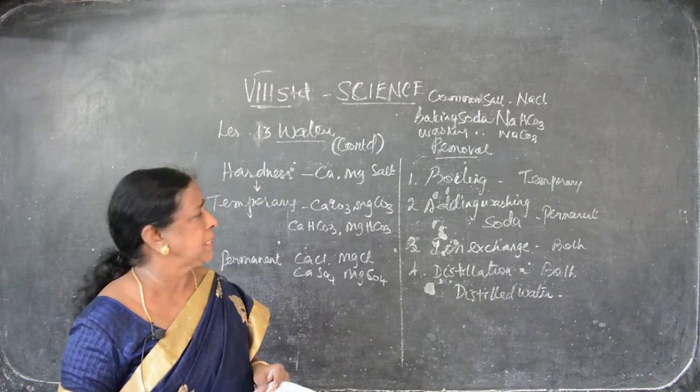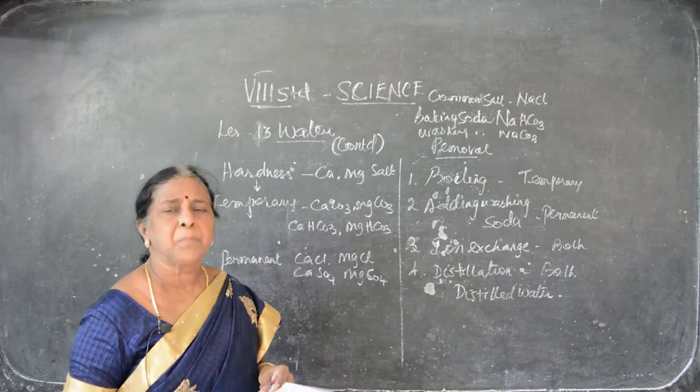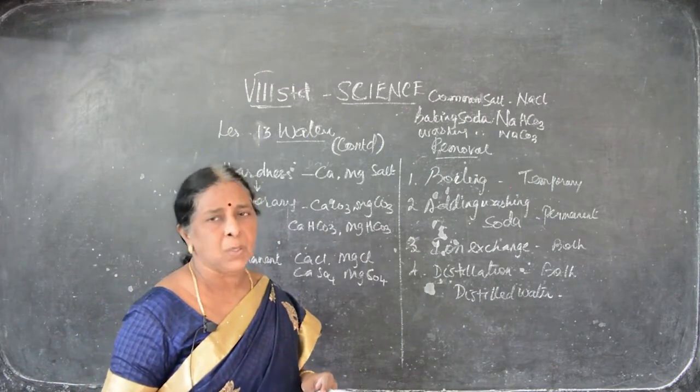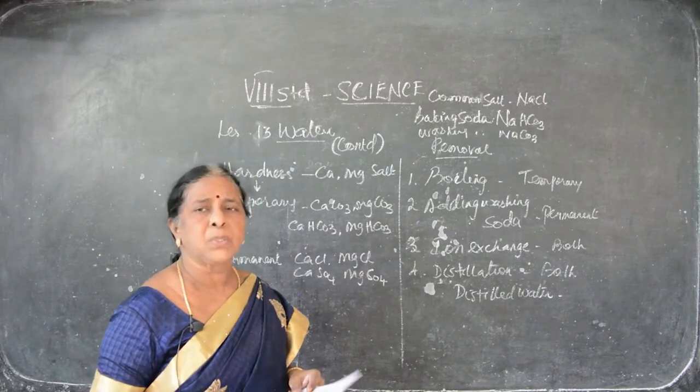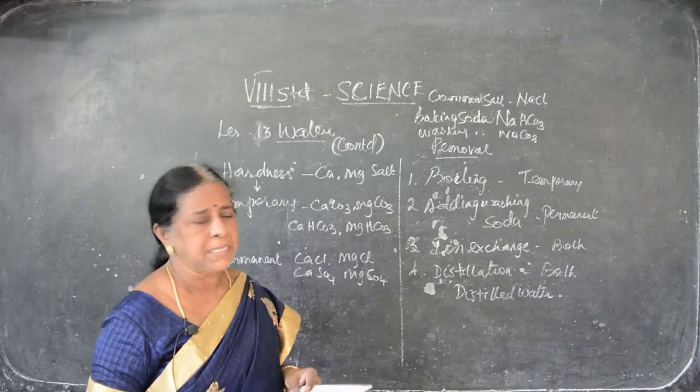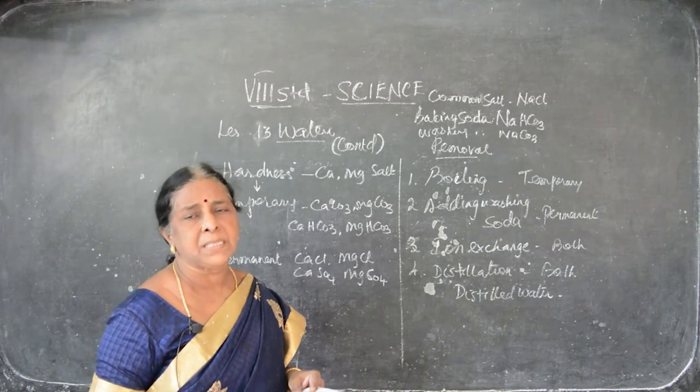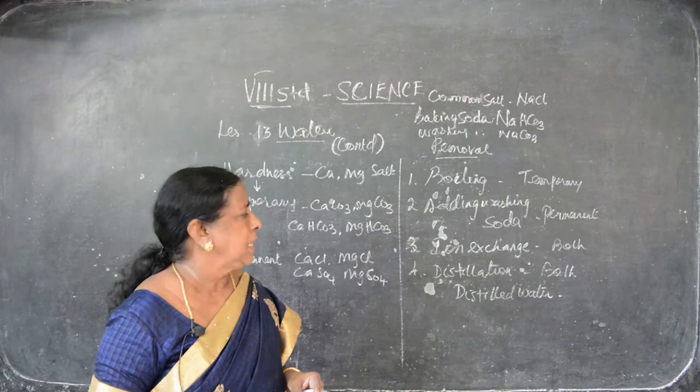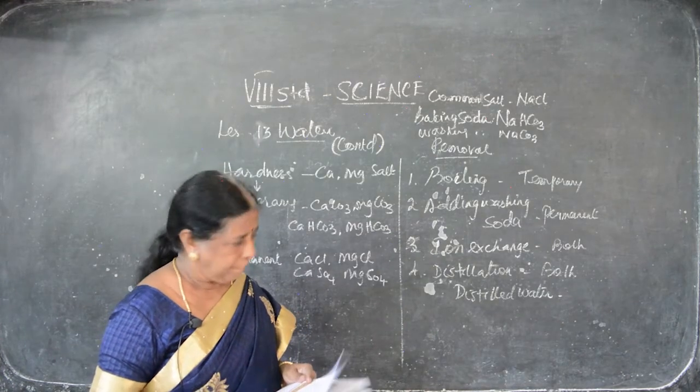Boiling is a simple process. Adding washing soda is also simple. By using washing soda, the salts become insoluble salts, so they can be filtered. Ion exchange, I said already. Here sodium replaces calcium and magnesium ions. And distillation, finally, last. Okay.